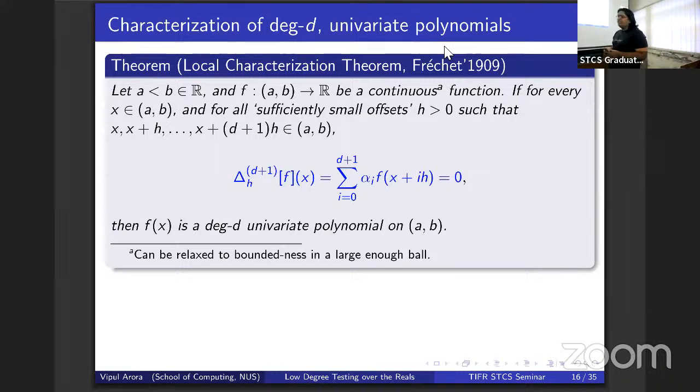So the characterization of degree D univariate polynomials that we use is from Fraser. You take f from the interval [a, b] to R. It's a continuous function, but continuity can be relaxed to a boundedness assumption. If for every point x in the interval [a, b] and for all sufficiently small offsets h greater than 0, such that the points x, x plus h, up to x plus (D plus 1)h are in the interval [a, b], the linear form of this kind, summation alpha_i f(x plus ih), is 0, then f is a degree D univariate polynomial on the interval [a, b].